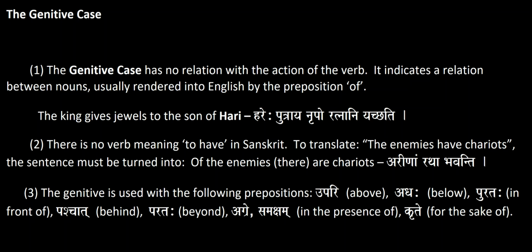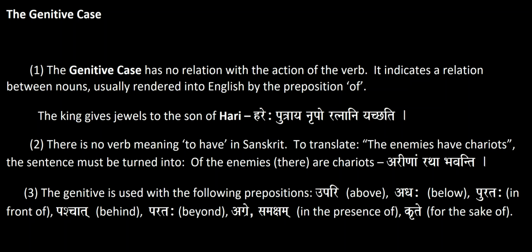In the previous lessons, we've learned about the ablative case. Now we're moving on to the genitive case. There are three scenarios where you can use the genitive case. Number one, the genitive case is usually rendered into English by the preposition of. Number two, there is no verb meaning to have in Sanskrit. And number three, the genitive case is used with the following prepositions that govern the genitive case.